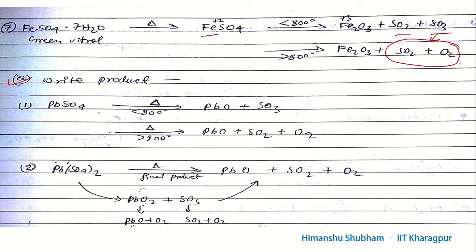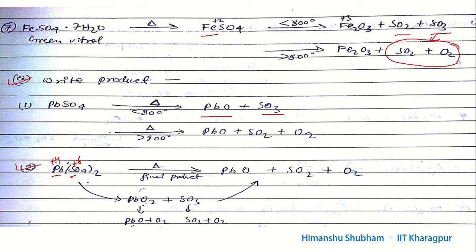In PbSO4, when it is heated below 800 degrees Celsius, we are getting the oxide of Pb plus SO3, and above 800 degrees Celsius we will get SO2 plus O2. Okay, it will come from SO3. Now in the second part we have to heat Pb(SO4)2, where Pb is in +4 oxidation state and sulfur is in +6 oxidation state.